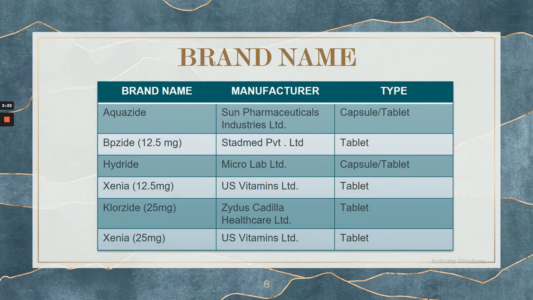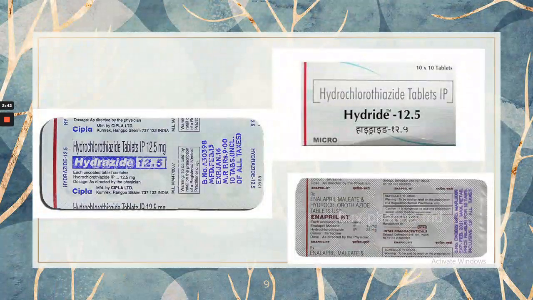Brand names which are available in the market are BPzide, Hydride, Xenia, Chloride, and Aquazide. The manufacturers of these were Sun Pharmaceuticals, StadMed, and others. They are generally available in the form of capsule and tablet. So these are some pictures of the tablets which are available in the market.